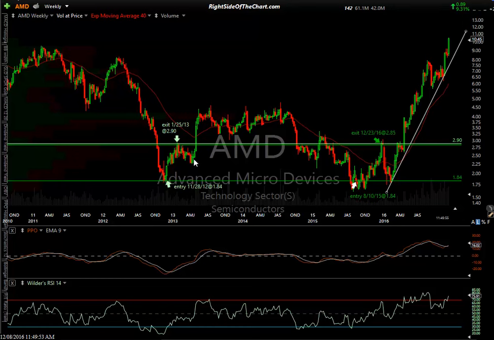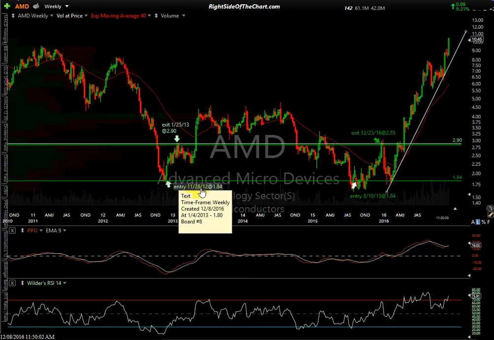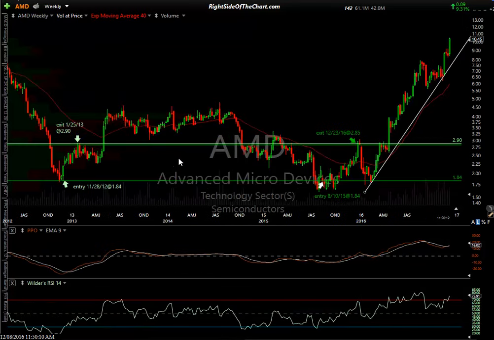The 2 long trades, again, to impress my point that I catch falling knives, these were the entry points right here. And again, these are referenced on the site. November 28th, 2012, we went long at 184 right here. We rode that thing up, and look at that, nailed the highs on it. You can see we exited on January 25th at 290, and the stock from there pulled back.